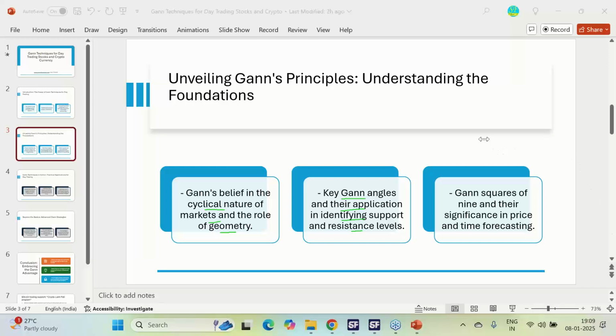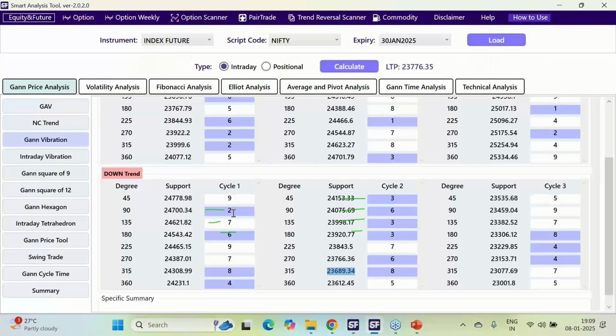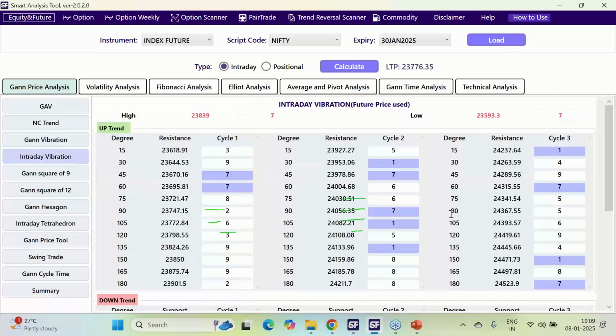When I speak about the key angles to identify support and resistance, as I told you, single price point, key angles. See one evidence here. Many of you will know the vibration numbers. So today's intraday vibration number: today the market has fallen, it has gone up. You can see here 23,593.3 was the futures low, and this was the high. Morning this high has happened.